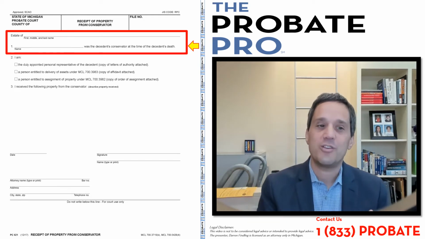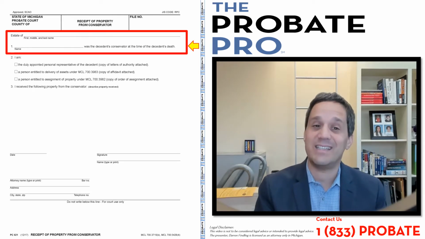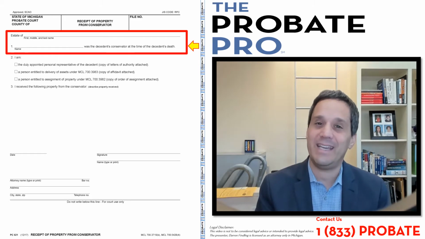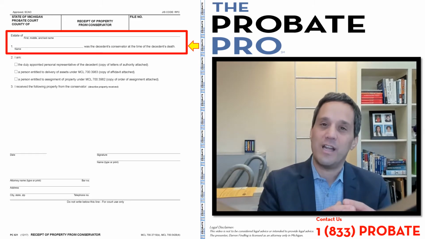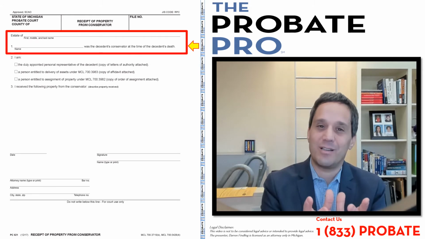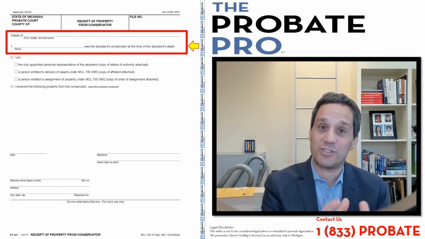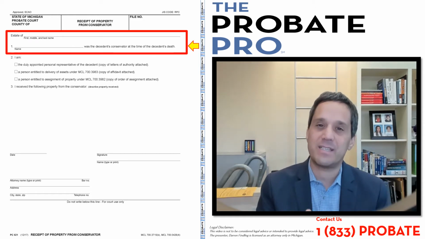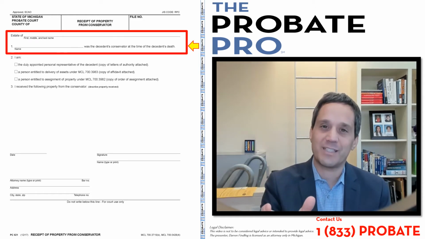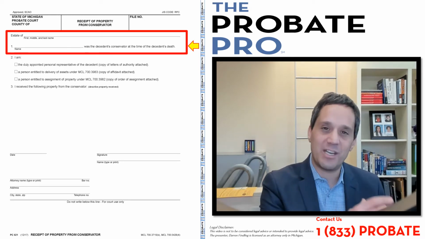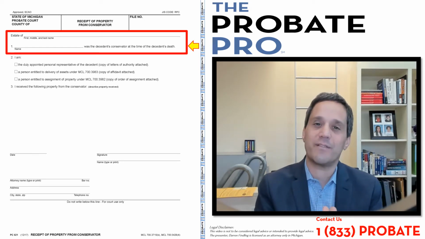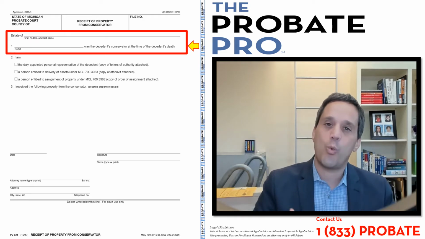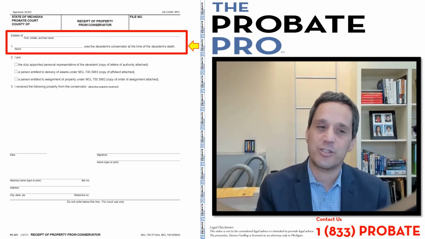So the first section is to identify that you were the conservator at the time the decedent died. And that's the key here. The conservator has assets under their control, and then the person under conservatorship dies. So this form is limited to that particular use. A person serving as conservator of another individual, that individual dies, and the conservator has to do something with the assets when they proceed to close out the conservatorship.